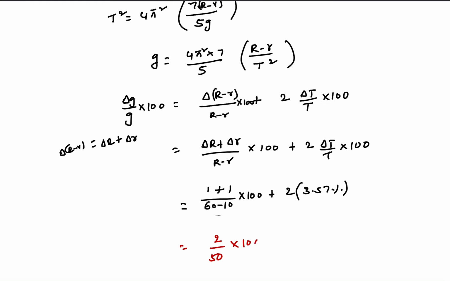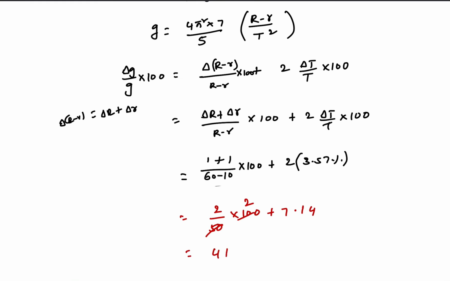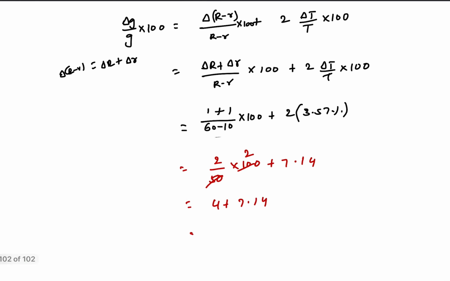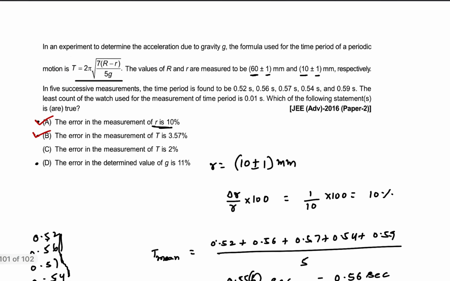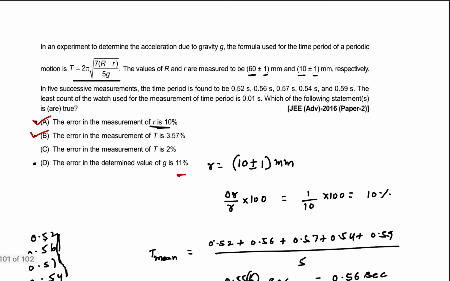3.57 percentage. If you calculate the value, you will get some result, and we are going to see that result now. 2 divided by 50 into 100 plus 3.57 into 2. So finally you will get 4 plus 7.14. You will get 11.14 percentage as delta G divided by G into 100.